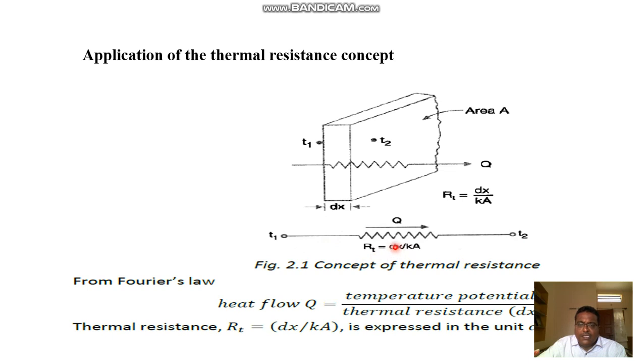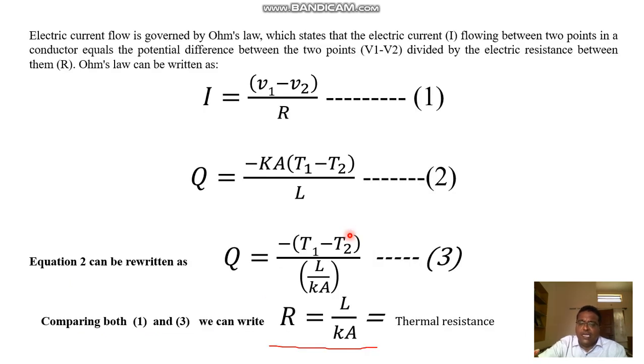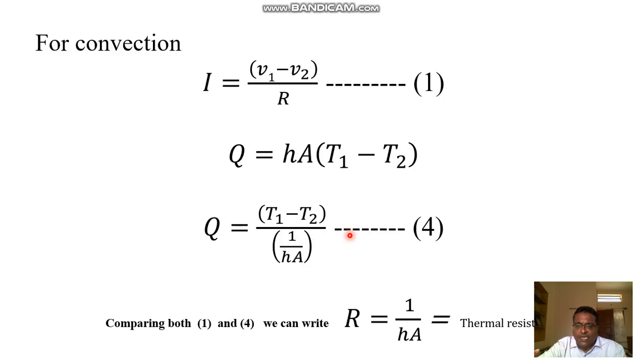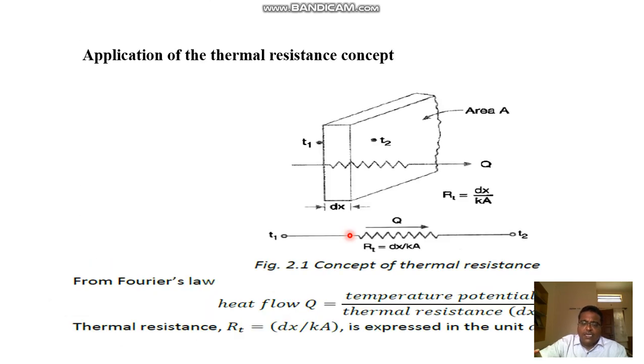Then this resistance is given by, as we discussed in the last class, L divided by KA. Here in place of L, dx is there, so dx divided by KA. That is the thermal resistance for this area, and total heat flow is given by the temperature difference, T1 minus T2, divided by the thermal resistance, that is dx by KA. This is for only a single wall.